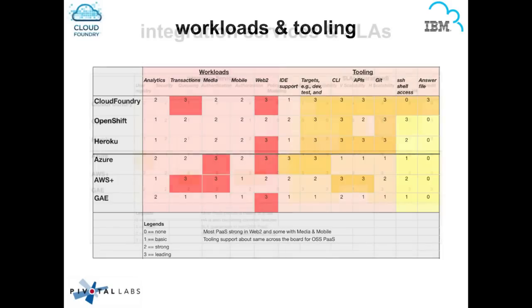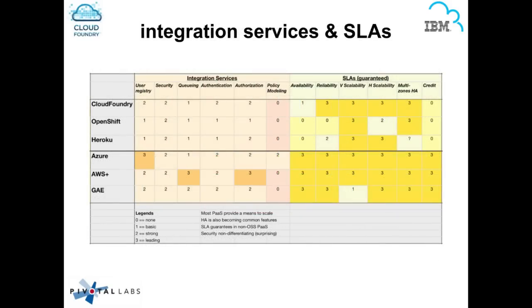The next group is integration services and SLA. This is an area where we try to be objective, so I see people like Chris pointing at me, hey, why did you rank me 3 or 2? We try to be as objective as we could. James corrected me a few times when I gave Cloud Foundry more credit than I should, so we scaled it down to make sure we were as objective as we could.